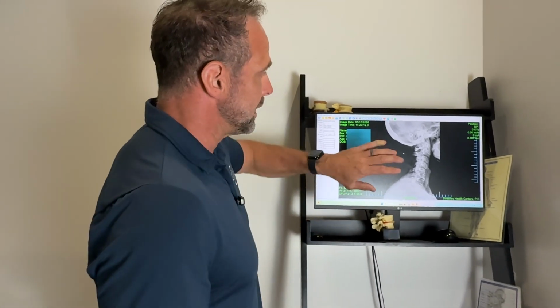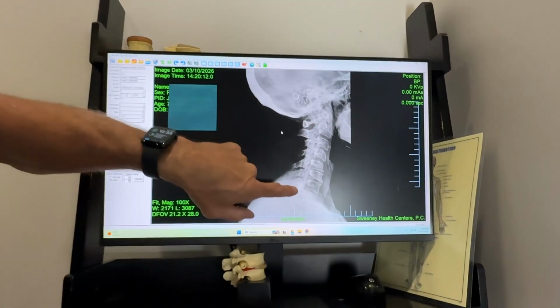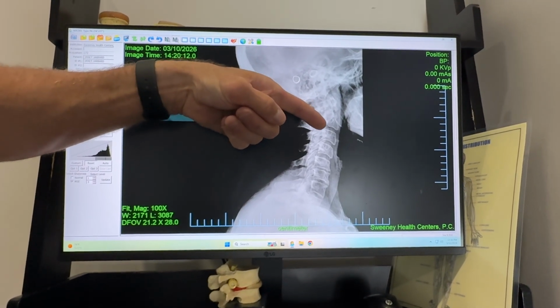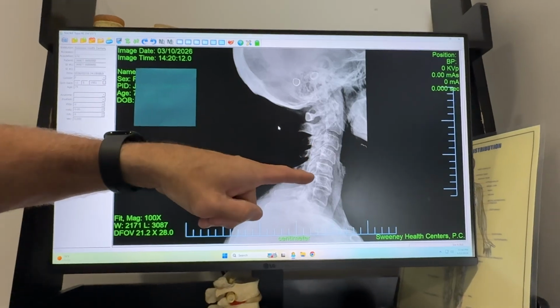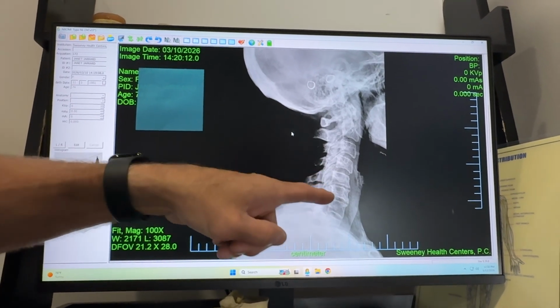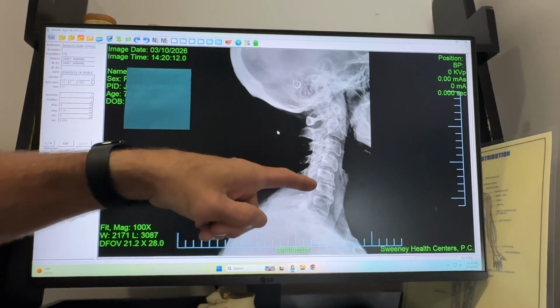So in this lady's X-ray, you notice straight neck, so loss of the normal curve, and we have a good, nice, healthy disc, good disc, good disc, good disc, and then we have a bad disc, not so good here either, and then this one's good. So right there is the problem between C5 and C6.